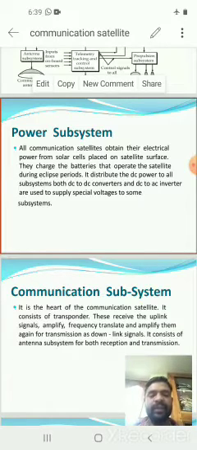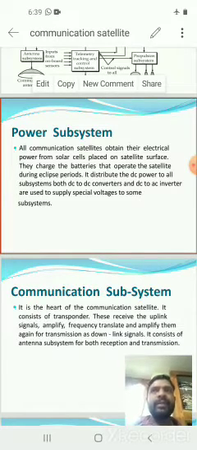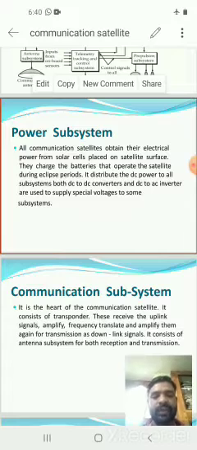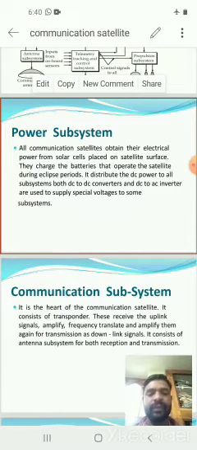When the receiver section receives the signals from the earth station, these signals coming from the earth station to the satellite are called uplink signals. The uplink signals are received by the receiver section, amplified and frequency translated, and then converted again into downlink signals.